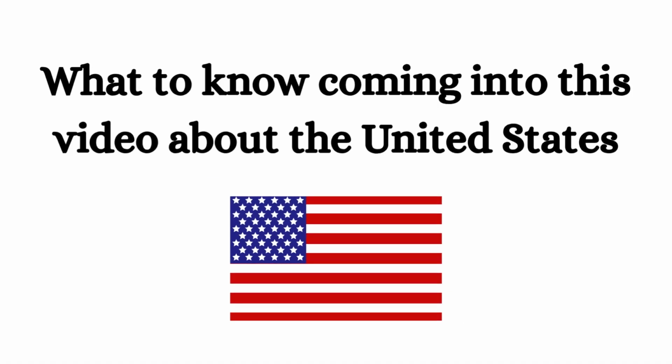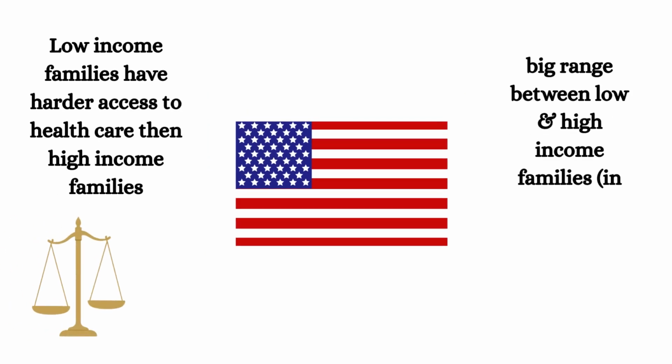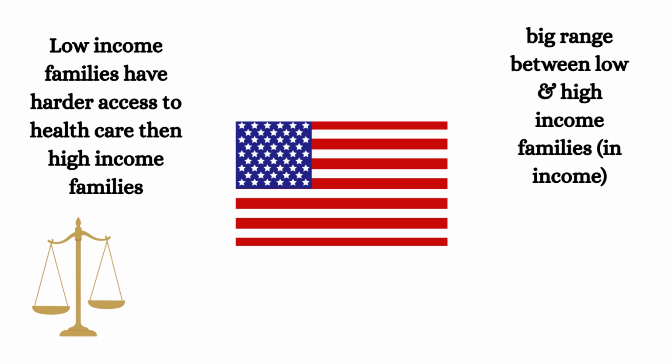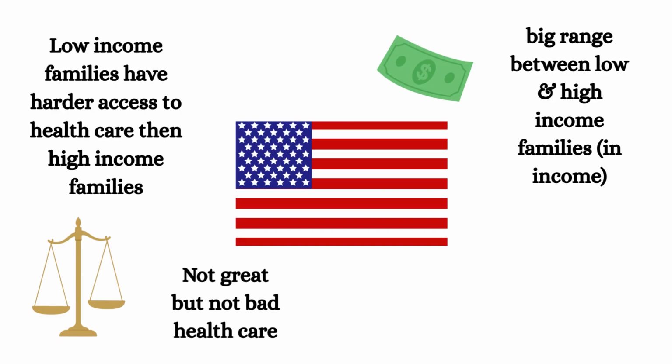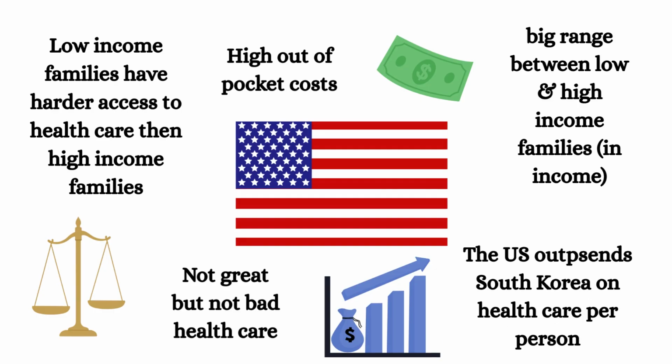What to know coming into this video about the United States. First, low-income families tend to have worse access to good healthcare than high-income families. And there's a big range between those families with high income versus low income in the sense of money. Next, the healthcare that is received isn't great, but not bad. But that can lead to high out-of-pocket costs. And a difference between South Korea and the US is that the US outspends South Korea on healthcare per person.